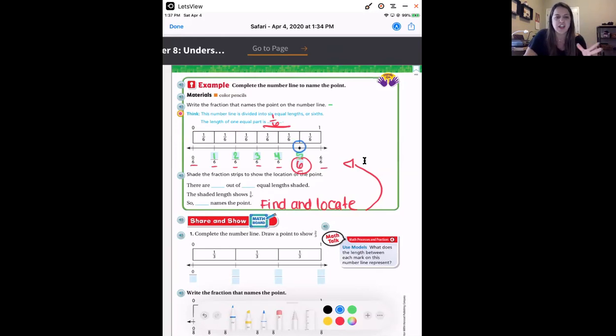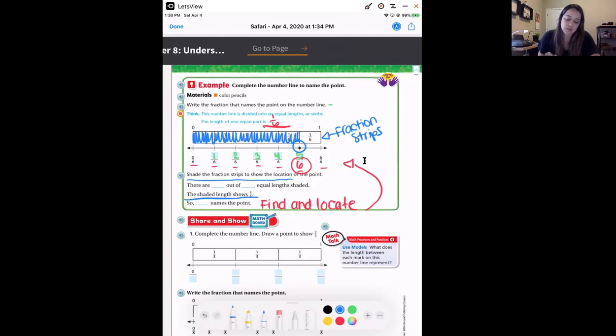Yes, it says to shade the fraction strips. Where are my fraction strips? These are fraction strips. So it's telling you to shade the fraction strips to show the location of the point. So I gotta start from 0 and shade all the way until I reach that point. And what is my point? The shaded length shows 5 out of 6. So there are 5 out of 6 equal lengths shaded.